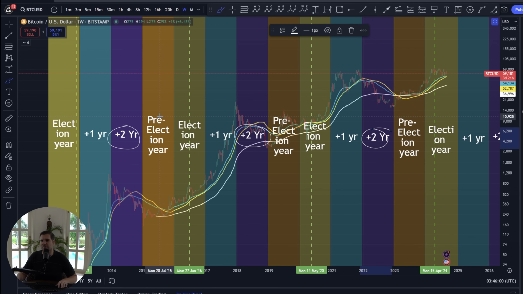The pre-election year, as I've dubbed it here, or plus 3, is your consolidation phase where you do a lot of accumulation. And then, of course, we go into the election year, which sees more consolidation and pumps to the upside. But ultimately, it's the plus 1 year that sees the significant growth in BTC's price action.